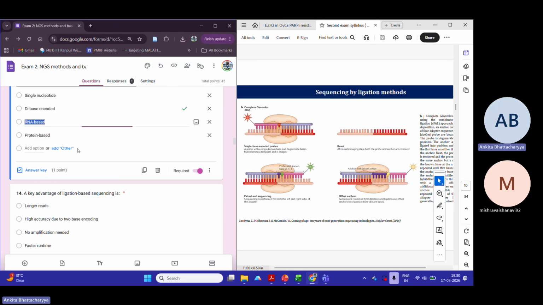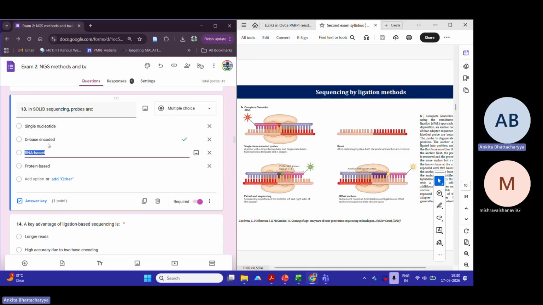In solid sequencing, probes are single nucleotide, dye-base encoded, RNA-based, or protein-based. So here the correct option is dye-base encoded because they have two bases that are known. However, it can also vary depending on what sort of probe you prefer to choose. Sometimes you can use a couple of two or three sequences that you already know are expected to be repeated or are expected to be present, and based on that, your probe designing will also vary.